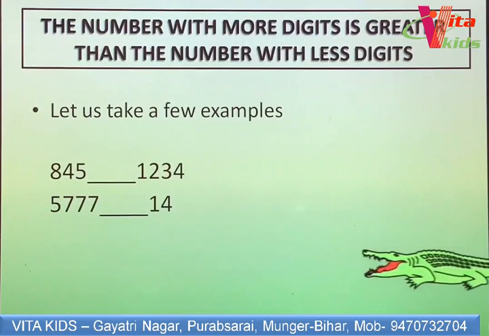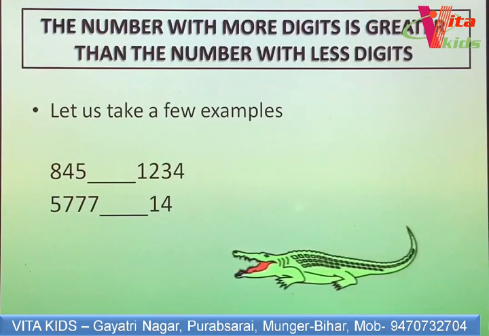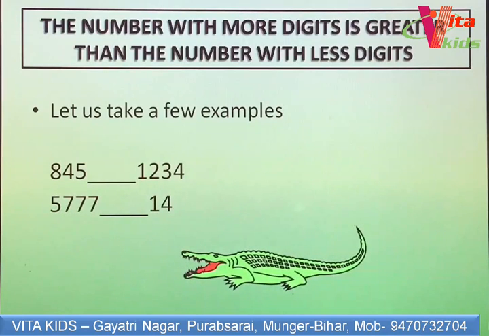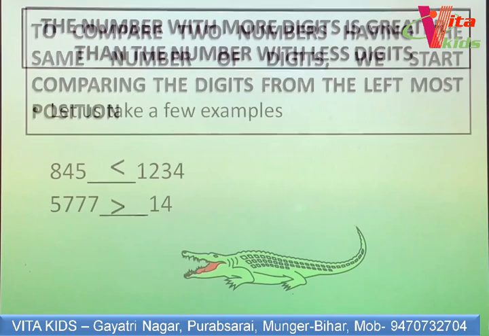The alligator is going to help us. Look at the open mouth. So alligator will try to eat the number which is bigger. So this symbol, you can imagine it as the open mouth of the alligator. In the first case, the number on the right was bigger, and in the second case, number on the left was bigger. And this is how we will write it.